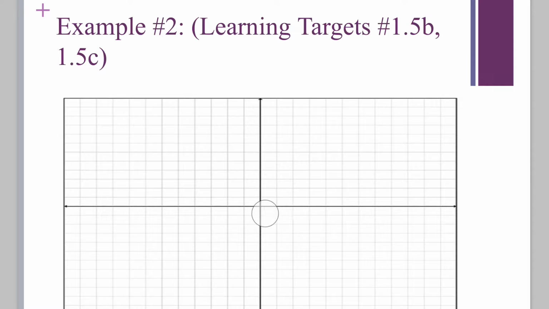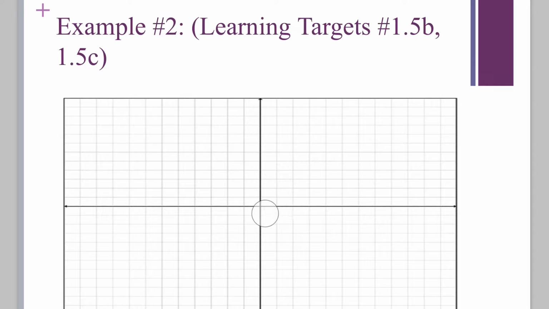So now I'm going to plot these points. If I studied for 0 minutes, I would get a 40. Well, where is 0? Well, 0 starts at the origin. I don't go anywhere on the x-axis, and I would only get a 40%.